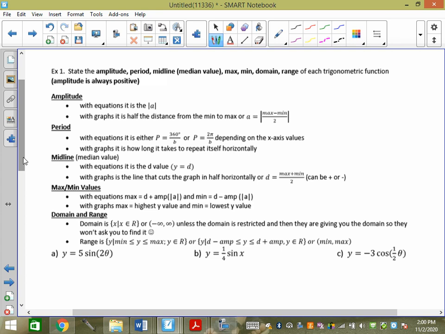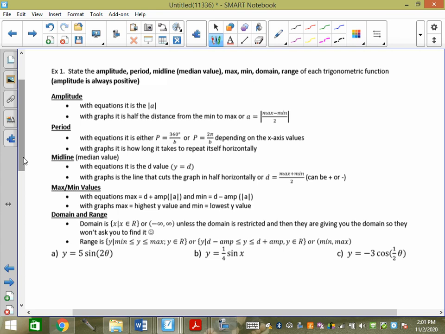Or you can fill it into max minus min divided by 2, take the absolute value of that. The period, with equations, it's either 360 divided by the b value or 2 pi divided by the b value. Or you could take 2 pi or 360 and multiply it by the horizontal stretch, right? Which indirectly, when you divide by b, that's the multiplying by the horizontal stretch. From graphs, you just have to find out how long it takes horizontally to repeat itself. So sometimes that's a max to a max. Sometimes that's a min to a min. A max to a min or a min to a max is half of a period, right?